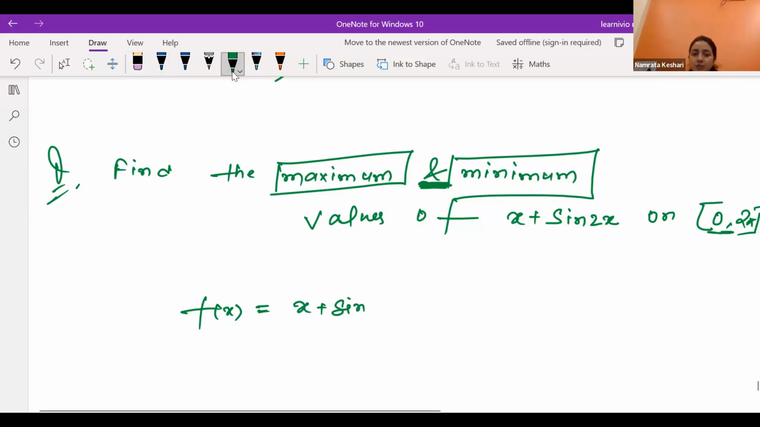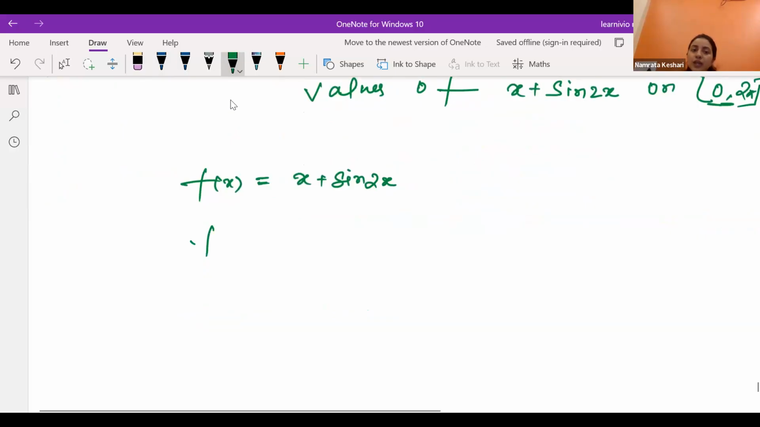Here we have sine 2x. Let's try finding f dash x, Fatima. What will we have as f dash x? 1 plus cos 2x. Yes, just cos 2x, only cos 2x, Fatima. 2 cos 2x, multiplied by 2, right? Yes. Okay, and when we set f dash x equal to 0, then what will we get, Fatima?